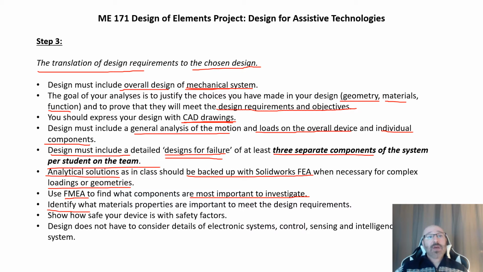Next, I want you to identify the material properties. So look at the properties and materials you're going to be using for each of these individual components and which ones are important to meet your design requirements. And this will come into play as well with your FEA when you're assigning those material properties to the individual components. Next, I want to show how safe your device is. Use your safety factor calculations. And I'll mention that this design does not have to consider the details of the electronic systems. We're just going to be focusing primarily on the mechanical side for this.